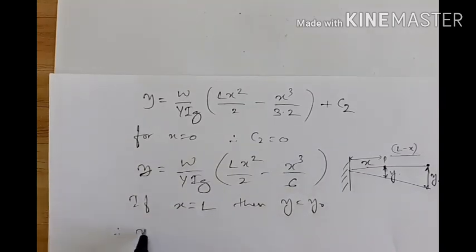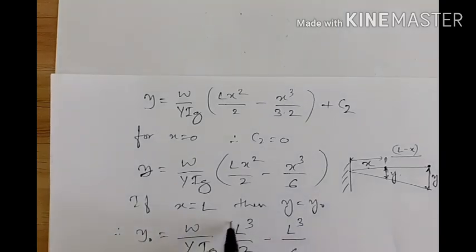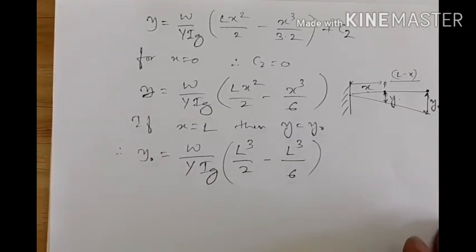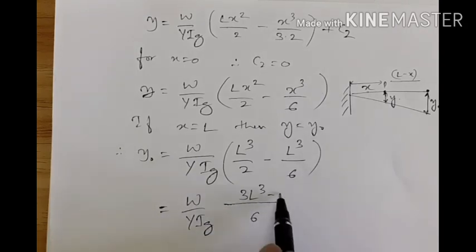So therefore the total depression of the cantilever, y naught, is equal to w divided by y ig, then L cube divided by 2 minus L cube divided by 6. We need to solve this, so that this is w divided by y ig, and this is 6, and here we can take 3L cube minus L cube.